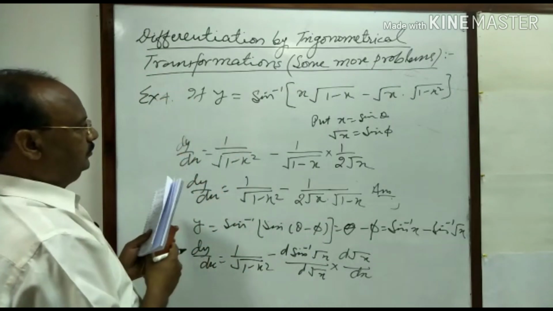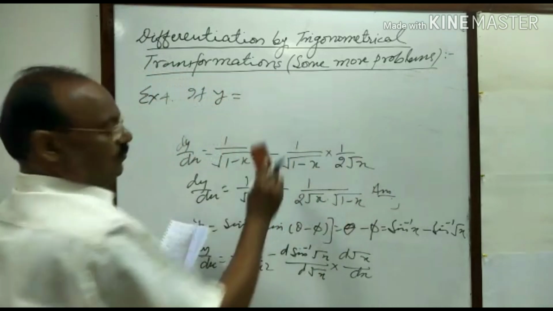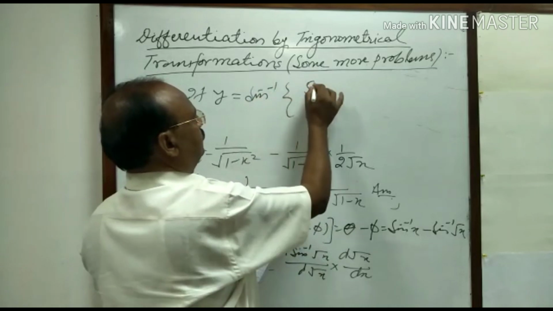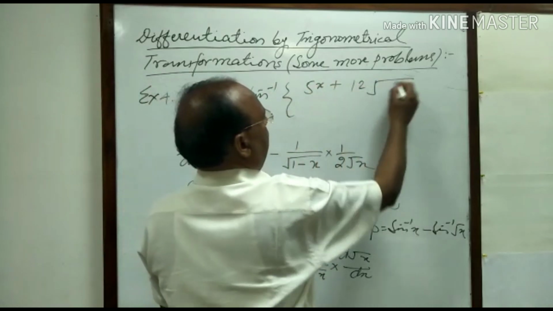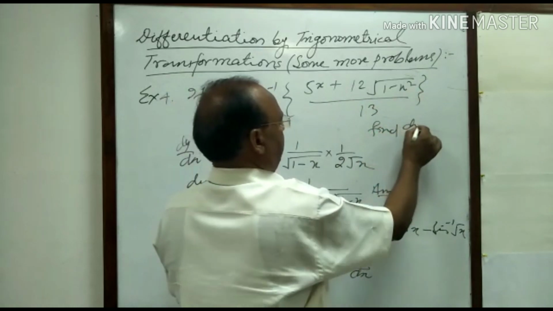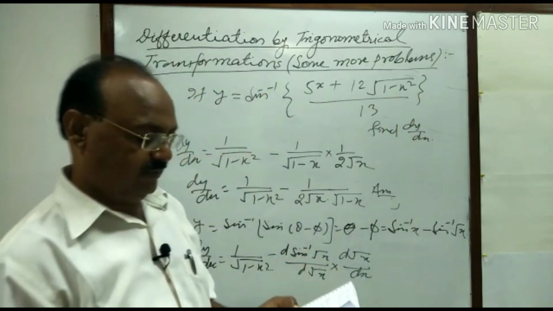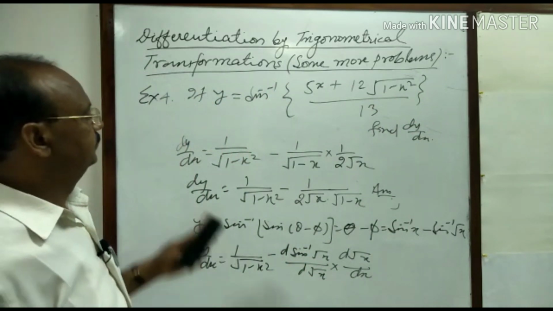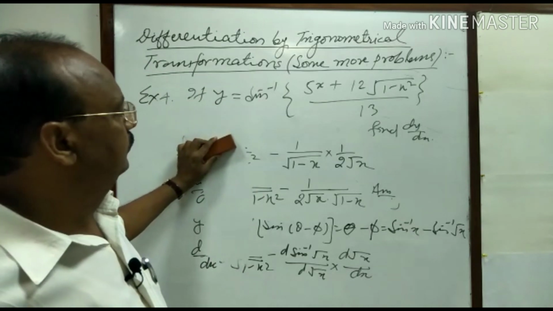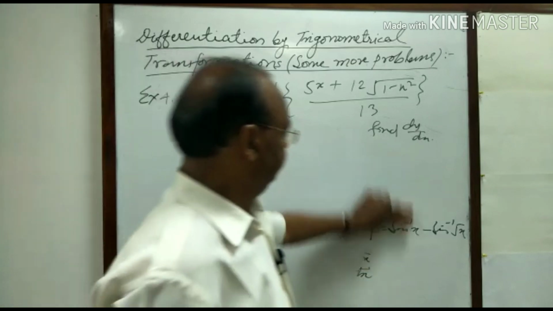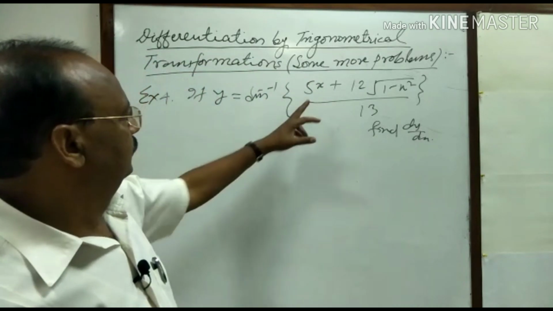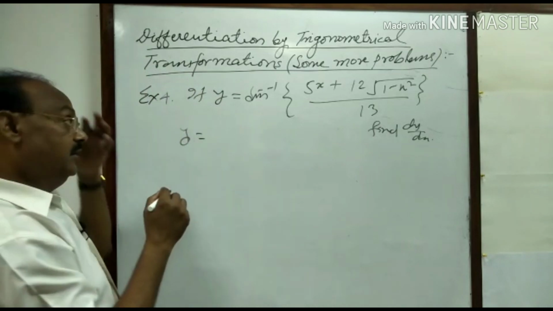Question number 4. If y is equal to sine inverse of 5x plus 12 root over 1 minus x square upon 13, then find derivative of y with respect to x. What will be the substitution here? First, simplify it. A little bit we can simplify.